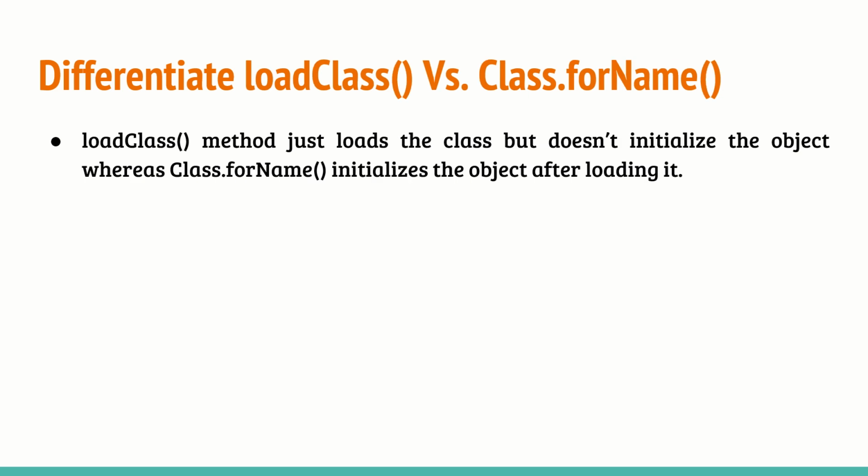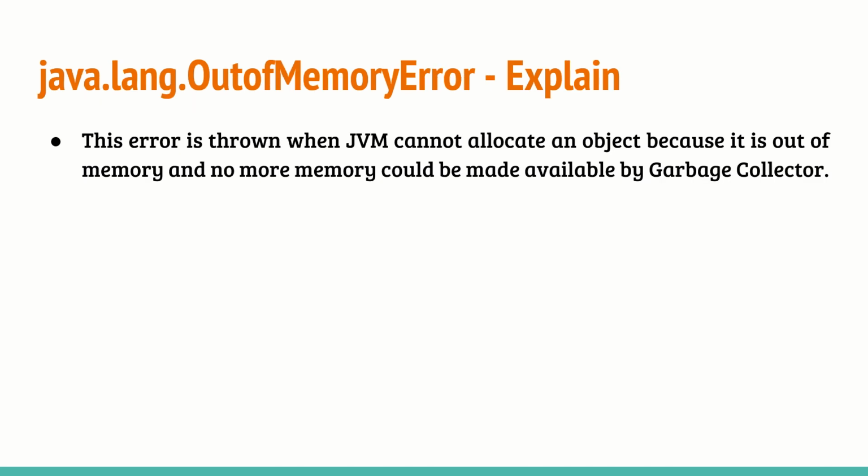Differentiate loadClass method versus Class.forName method. The loadClass method just loads the class but it doesn't initialize the object. But Class.forName does the initialization as well after loading it. That's the difference. loadClass just loads. Class.forName also initializes it, and that's the point.